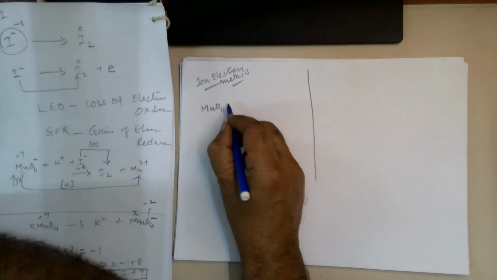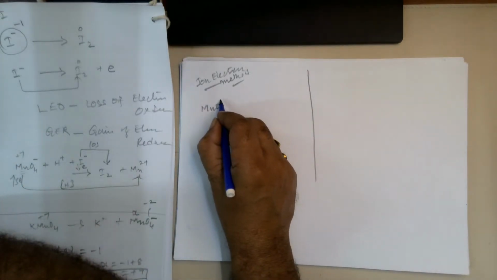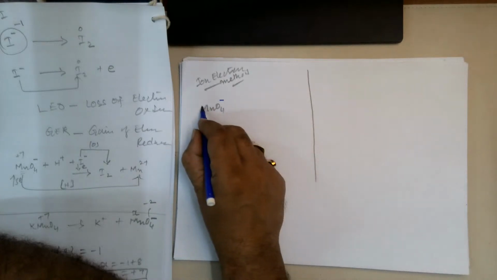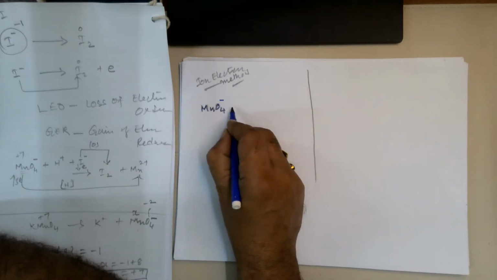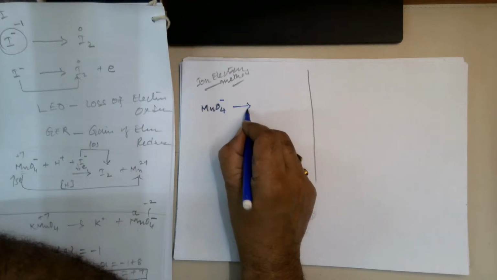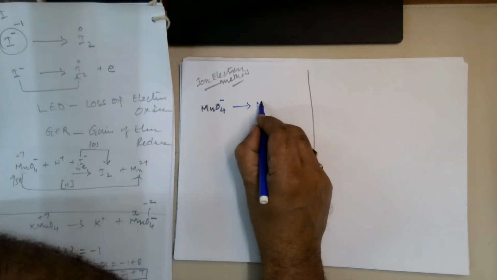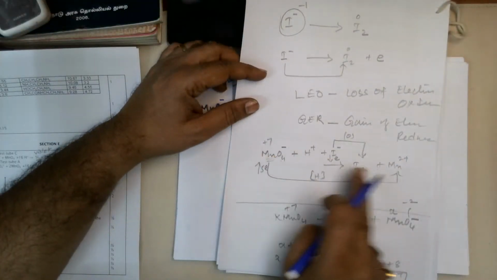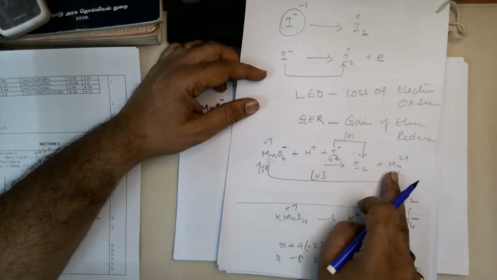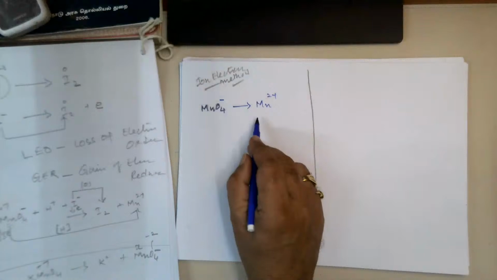So MnO4, what is that? MnO4 minus. This becomes Mn2 plus. Got it? From this reaction, you can have some guideline, because we are supposed to balance it. So MnO4 minus becomes Mn2 plus.